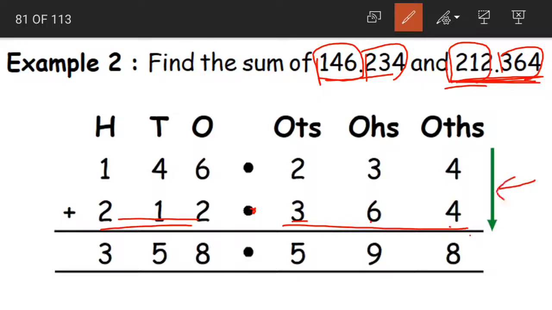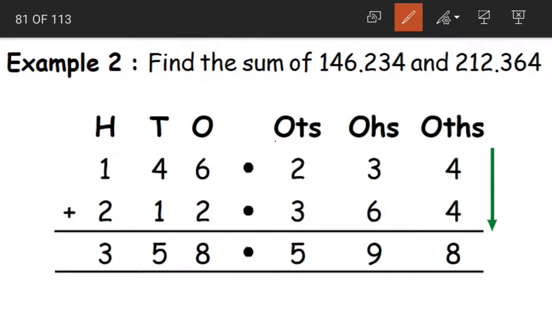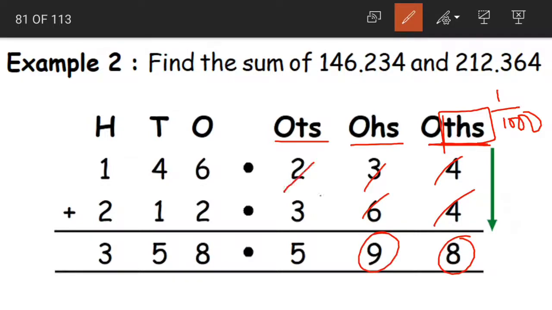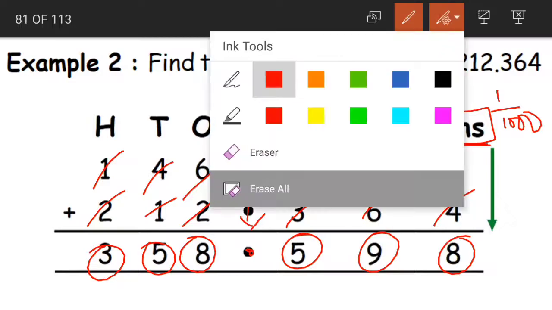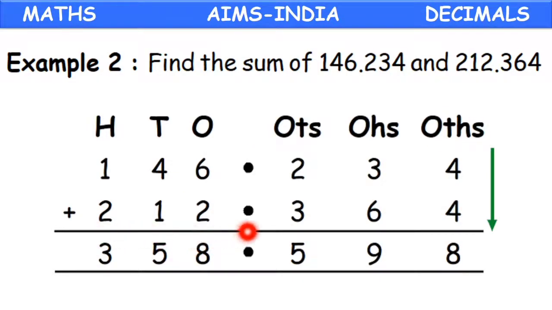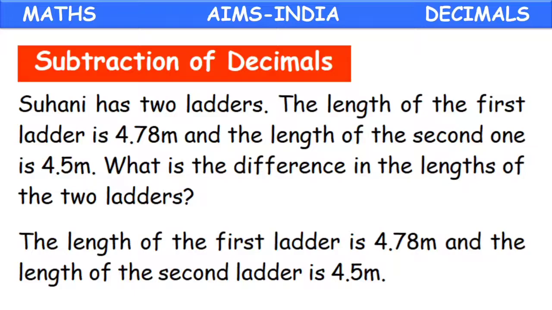Now adding from the 1000s place. See here we have 10s, 100s, and also we are having the 1000s place, 1 by 1000. 4 plus 4, 8. 3 plus 6, 9. 2 plus 3, 5. Then we are having the decimal point, so place the decimal point in the sum. 6 plus 2, 8. 4 plus 1, 5. And 1 plus 2, 3. So 358.598 is the sum of the given two decimal numbers.